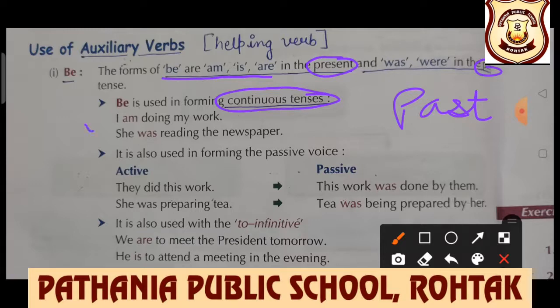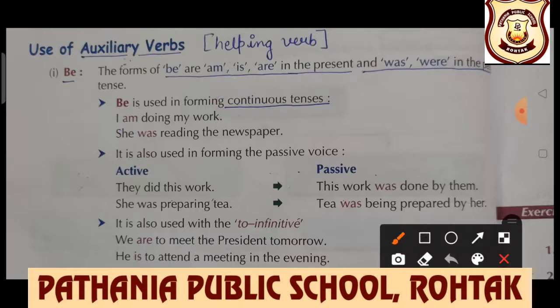I am doing my work. Am shows present, and she was reading the newspaper. Was shows past. It is also used in forming the passive voice. They did this work. That is active formation. What would be the passive formation? The work was done by them. So to make passive formation from active, is, am, are, was, were are used.